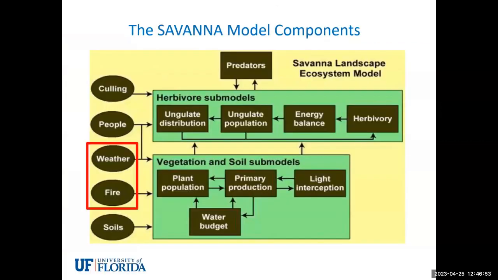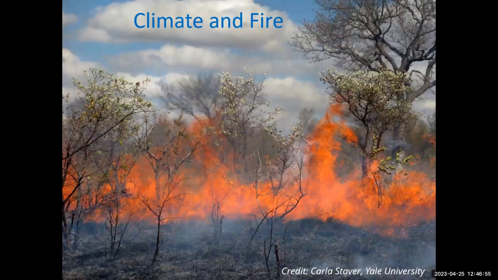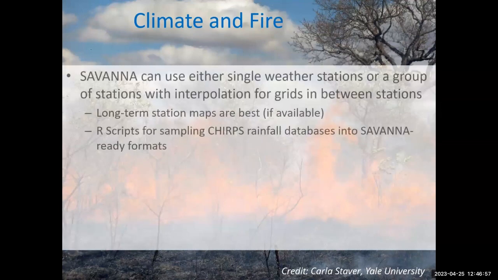Within the weather fire world, how do you do climate and fire? Well, effectively, SAVANNA can either use a single weather station, usually of monthly inputs, or you can put in a grid of monthly values, or you can put in just some stations, and it can even interpolate between stations if you wish.